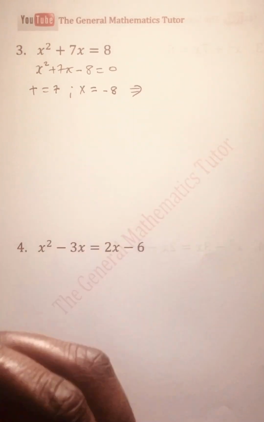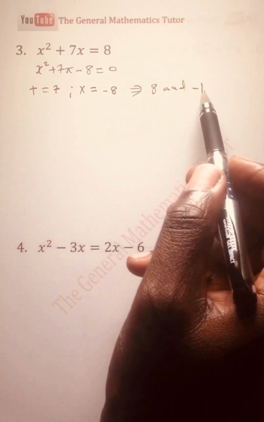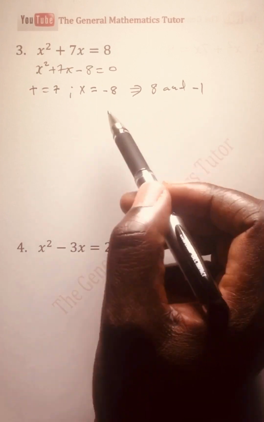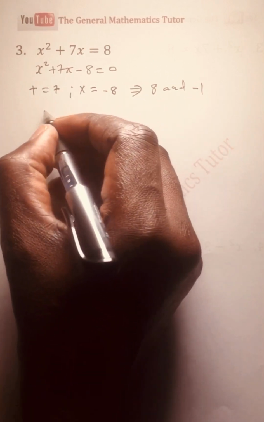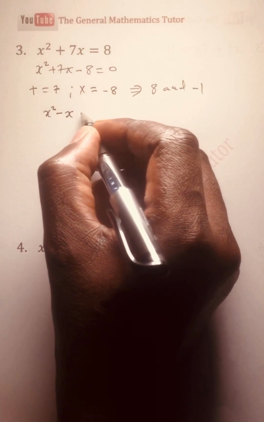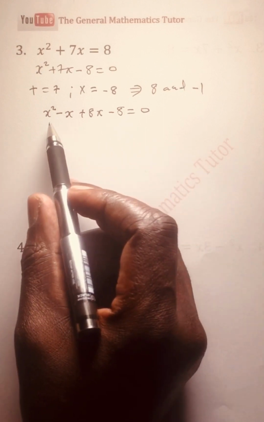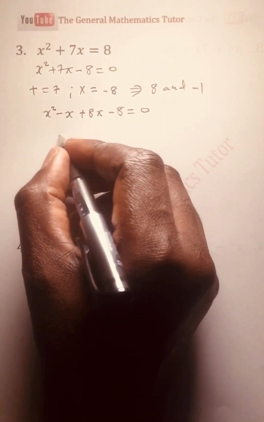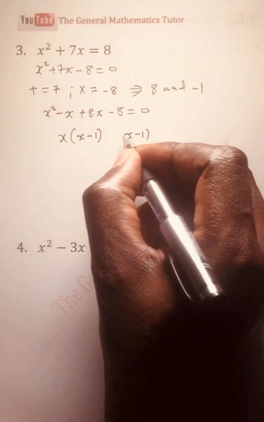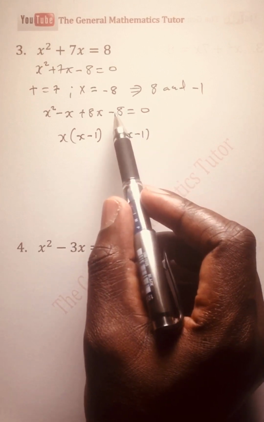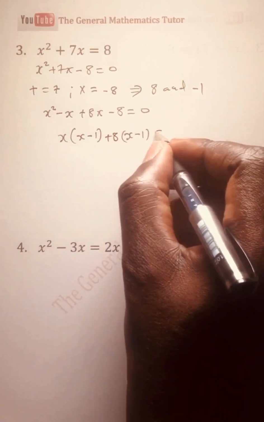You'll find those two numbers to be 8 and negative 1, because if you multiply negative 1 by 8 you get negative 8, if you add the 2 you get positive 7. So just split 7 into 8 and negative 1. So we have x squared minus x plus 8x minus 8 is equal to 0. Then we find a common factor between these two terms, that is x into x minus 1. So we expect x minus 1 this side. So for us to have obtained negative 8, it means we multiplied negative 1 by positive 8. So plus 8 is equal to 0.